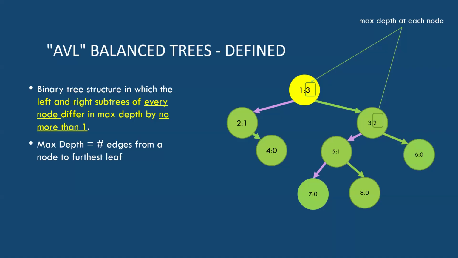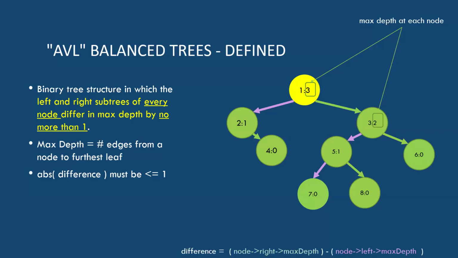Okay. So if the absolute difference between the max depth on the left side and the right side of any one node is within 1, 0, 1, or -1, then we'll say, okay, you're okay. And we won't do any kind of fix up on that. So we're really just calculating the difference between node right arrow max depth and node left arrow max depth, and asking if it's 0, 1, or -1 at every node, right? So it's a recursive definition, essentially, okay?